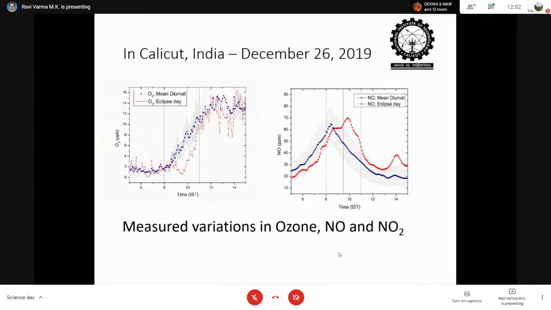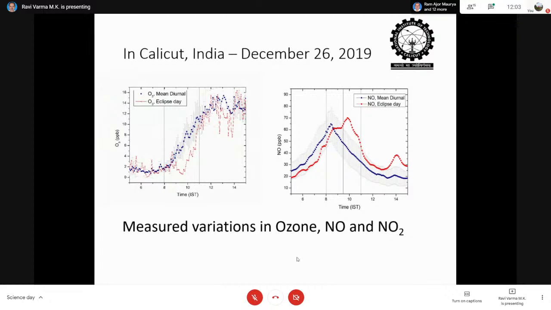and we saw that there was a lot of ozone variation, because ozone is a pollutant in the troposphere, and ozone and nitrogen dioxide, which are primarily coming from vehicular pollution, are reacting with the sunlight, called photochemical reactions, and their concentration was found to vary during the total solar eclipse. So we got a rare chance to measure those things, and we measured ozone.